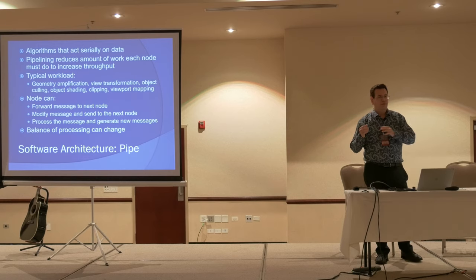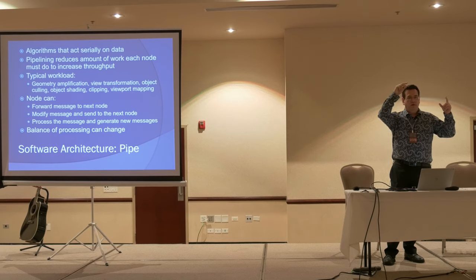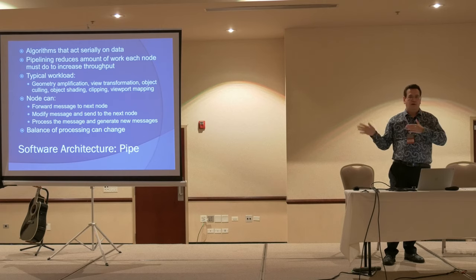Viewport mapping is the process of taking our three-dimensional primitives and figuring out where they're going to end up on the screen. We may not be using the whole screen. We may have taken the screen and subdivided it into a series of smaller regions. Each one is a viewport, and we may therefore need to clip primitives not just against the camera, but also against a particular portion of the screen.